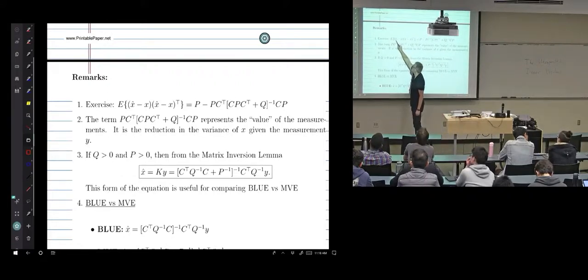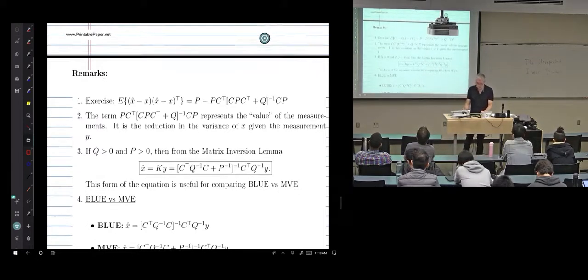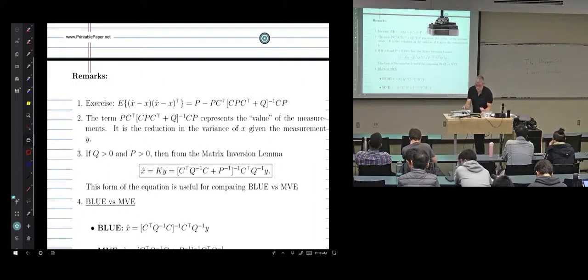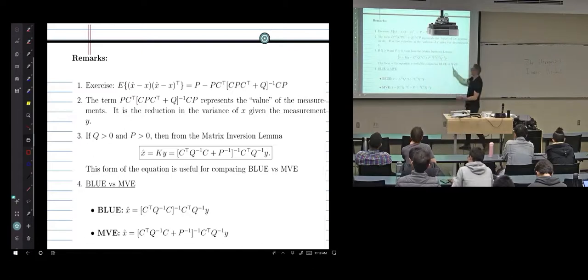So now we compute the covariance matrix of our estimate. And what I want to point out is it's the covariance matrix that we had to start with. So if we don't take any measurements, that's the uncertainty in X. And then that uncertainty is reduced by this term. So this term really represents the value of the measurements in reducing the uncertainty in X, okay?